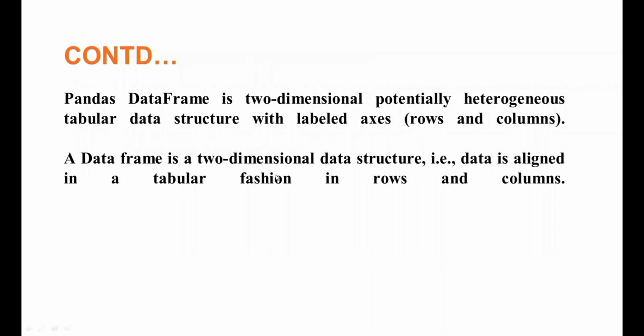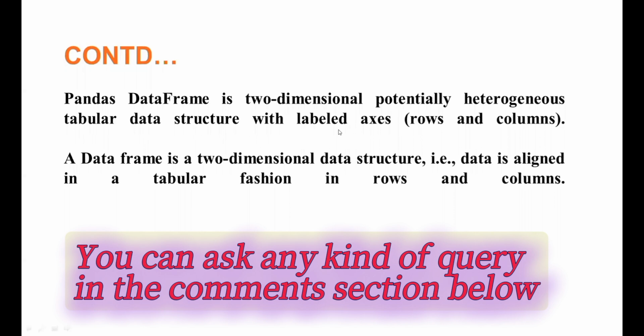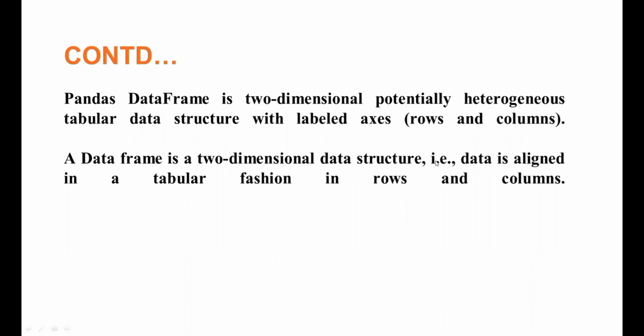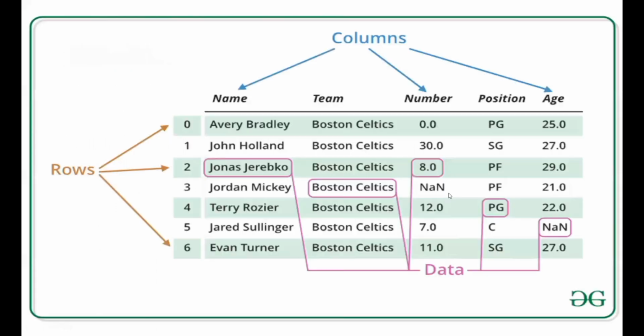Right. So in pandas, there are data frames. A pandas DataFrame is a two-dimensional, potentially heterogeneous tabular data structure with labeled axes, that's considered as rows and columns. A DataFrame is a two-dimensional data structure where data is aligned in a tabular fashion in rows and columns. That will be seen in the implementation part.